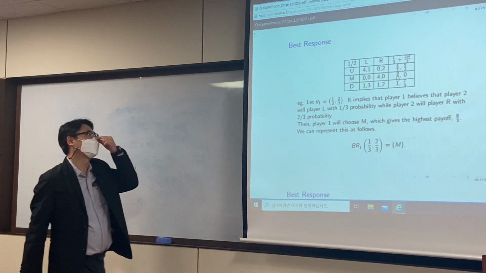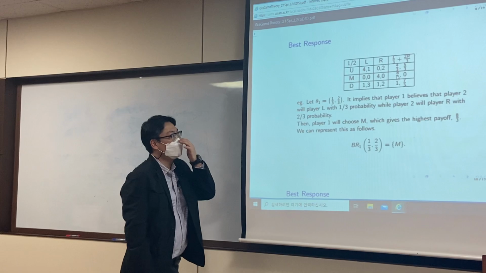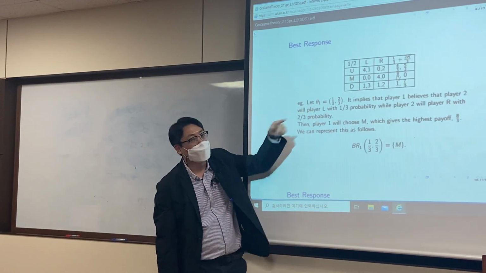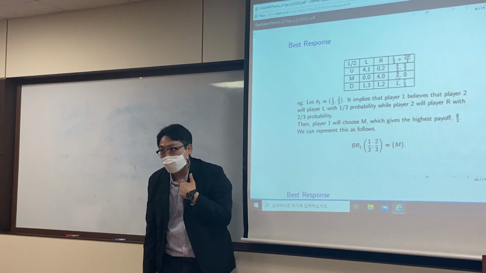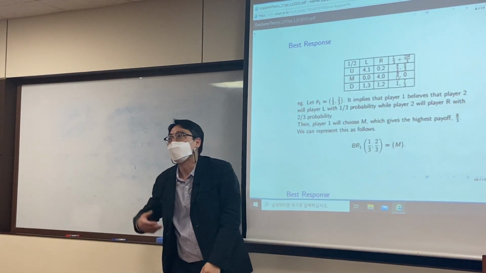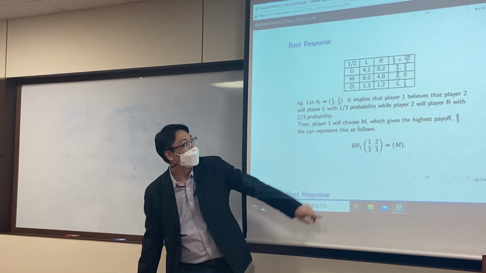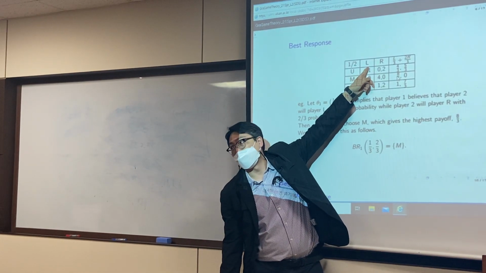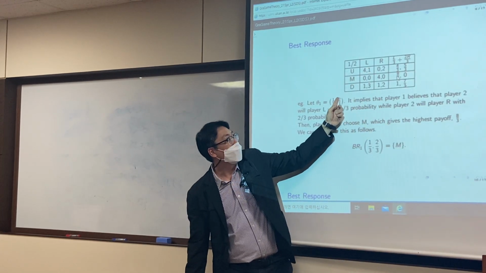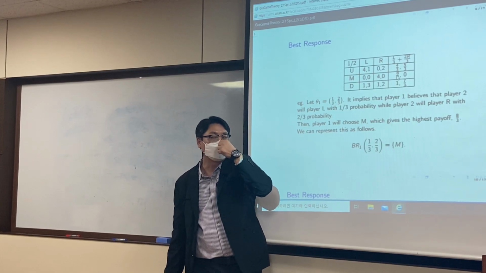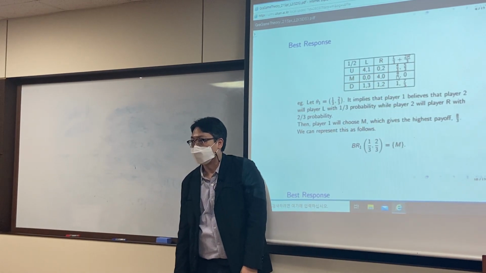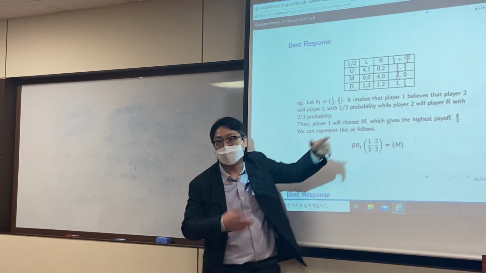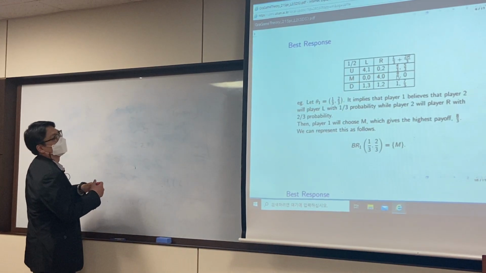So this normal form game is the same as before. For U, M, D, it's like that. Let's say that I have a belief. I'm the first player, so I have a belief about what the second player will do. I'm representing this way: the first number is the probability of playing L for the second player, and the second number, 2/3, is the probability of playing R as the second player. So I believe that the second player will mix L and R. I'm giving you an example like this.